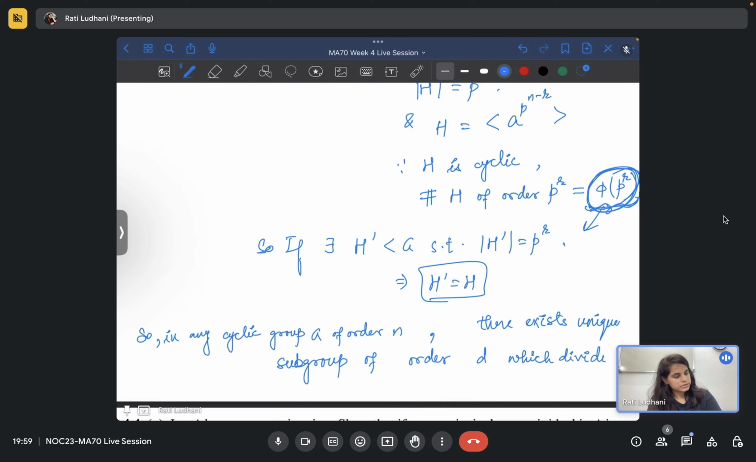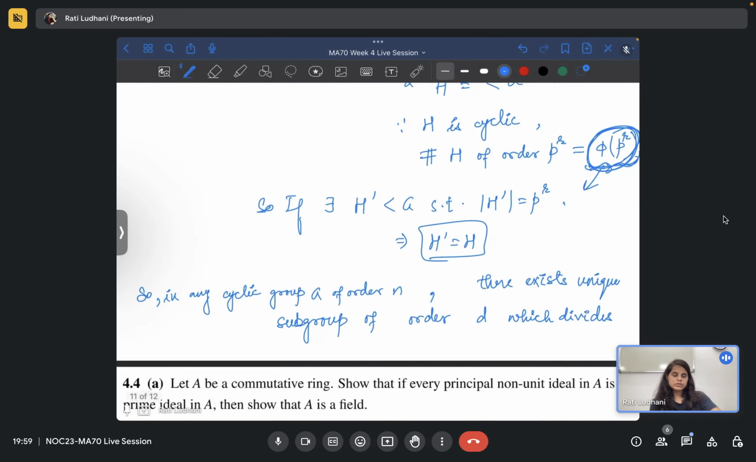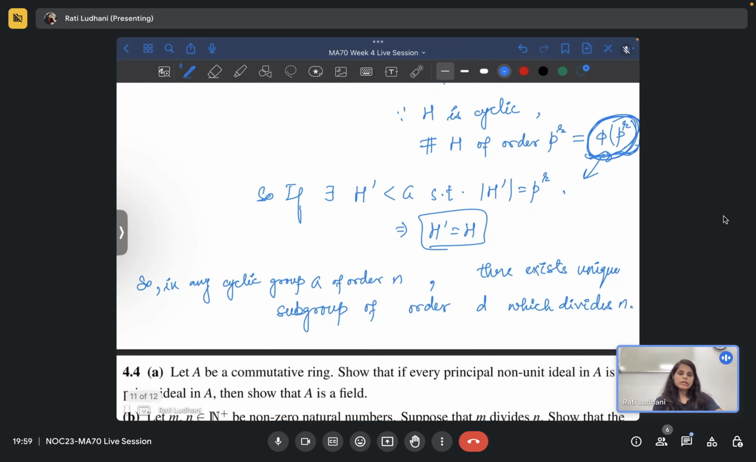So for any divisor, you know that every subgroup's order will divide n, first thing, and for each divisor you will get only one subgroup. That is not true for any non-cyclic group. This is an if and only if condition. Even if you prove that there are unique subgroups of order D, for the divisors of n, then G will be cyclic. You can even prove the other side also. So this is an if and only if condition.